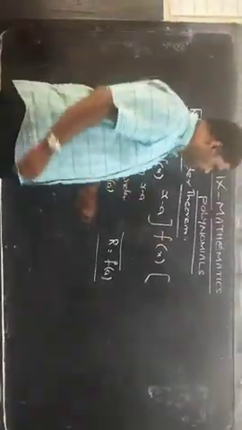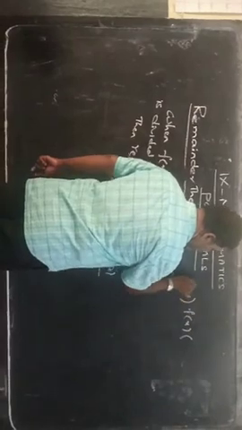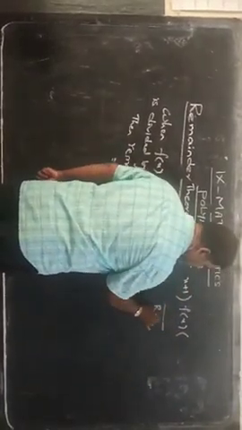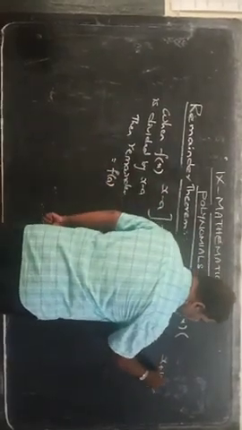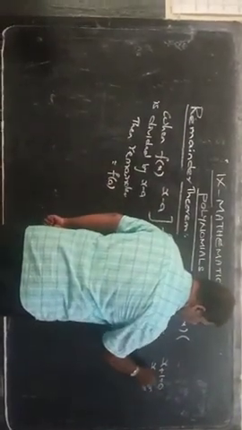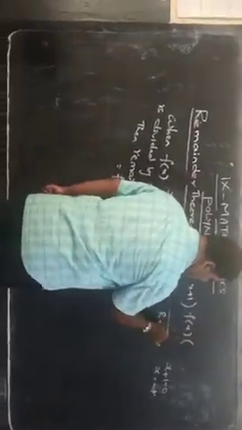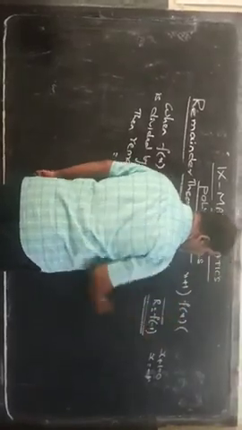For example, when f of x is divided by x plus 1, to find out the remainder, you equate x plus 1 to 0 and find out the x value, which is minus 1. That minus 1 you have to substitute in f of x. That is the remainder. The remainder is f of minus 1.